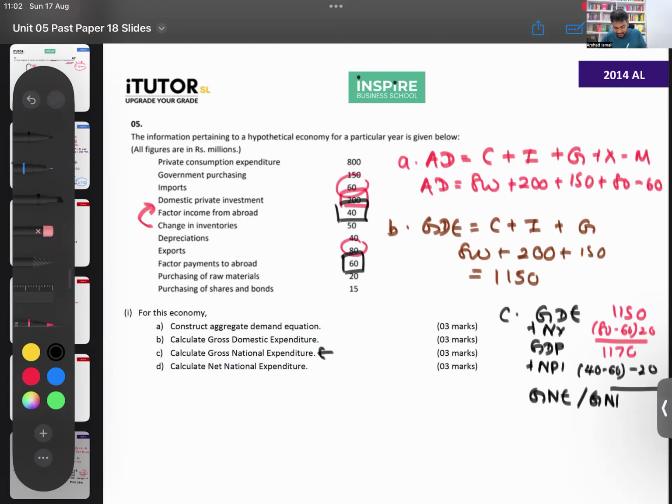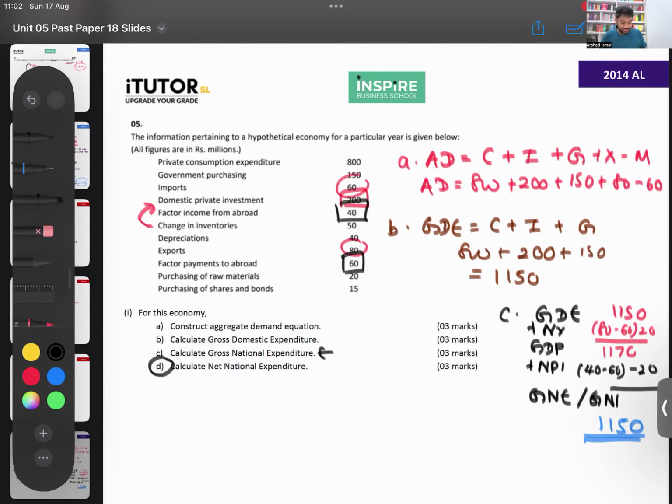Then how much do you get as your GNI? 1150 minus 20, you get 1170 minus 20, you get 1150. So here GDE and GNE is the same, but you will start thinking twice once you get the same number. Can someone confirm? The past paper book also has the same number. Yes, right.